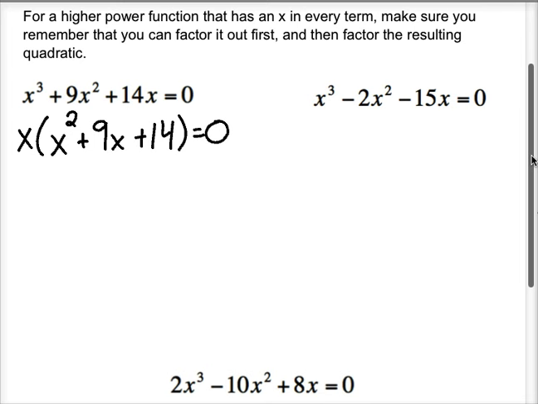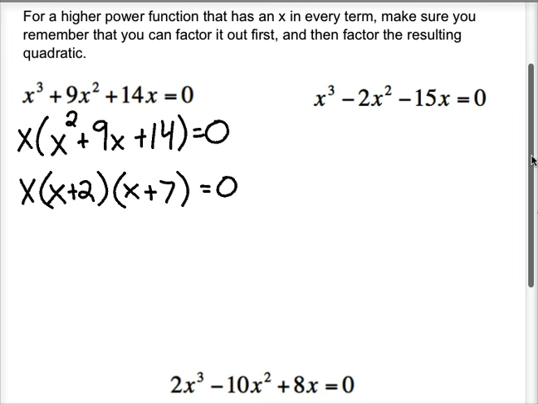And now that I've removed that x, now I have a quadratic. And the cool thing about having a quadratic is you know how to factor quadratics. So x squared comes from x and x. Two things that multiply to 14, add to 9. That would be 2 and 7.